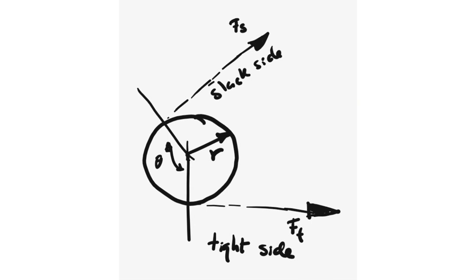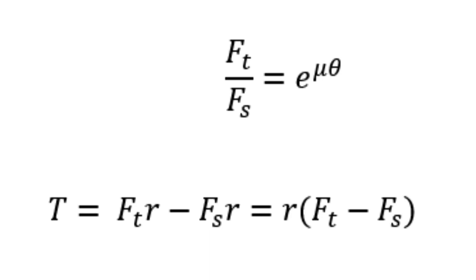It can be shown that friction limits the ratio between these two belt tensions according to the equation, where e is a constant equal to 2.718, and is usually available as a function key on most calculators. Mu is the coefficient of friction between the belt and the pulley, and theta is the angle of contact in radians. At the same time, torque is equal to the algebraic sum of the moments of the two forces about the centerline of the pulley, where r is the radius.